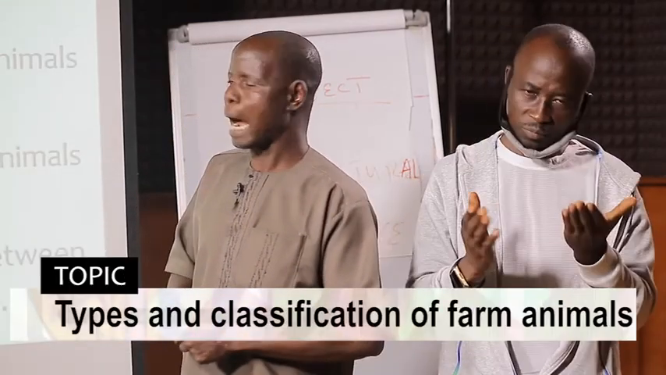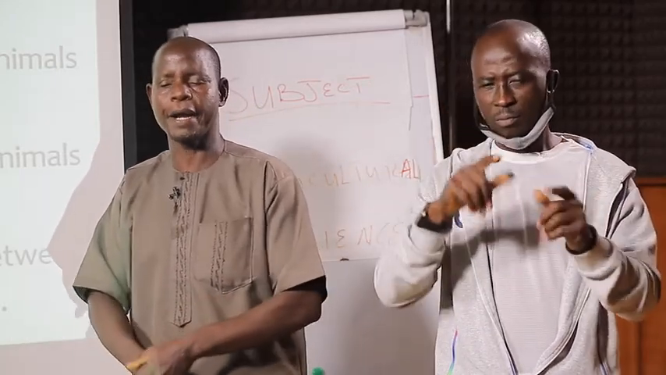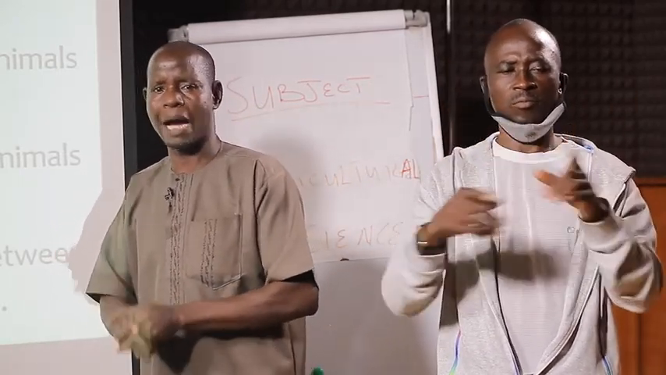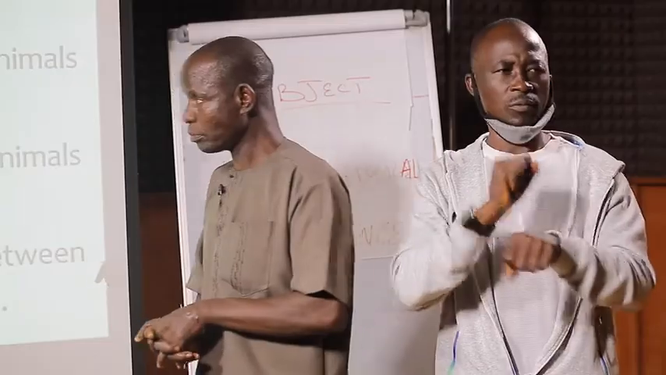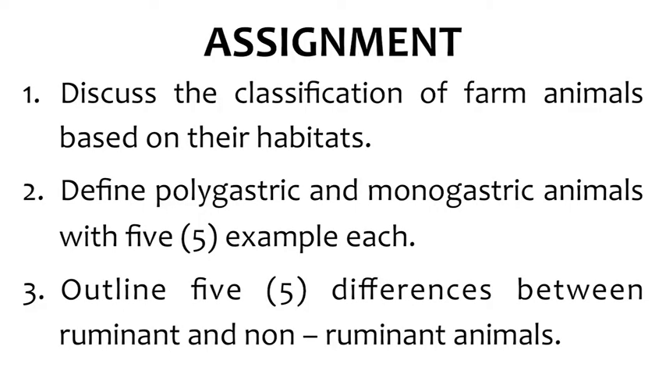My dear students, I hope we have learned a very important lesson today in agricultural science. But before I go, I want to leave you with an assignment. One, discuss the classification of farm animals based on their habitats. Two, define polygastric and monogastric animals with five examples each.